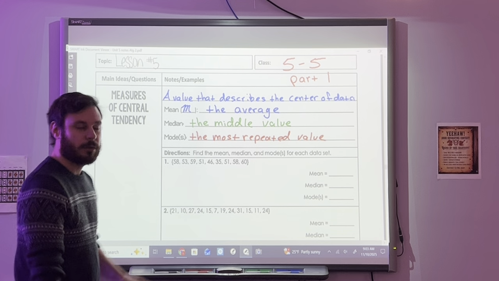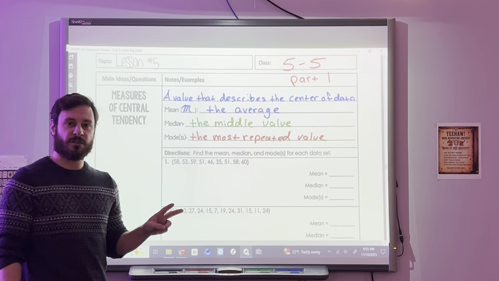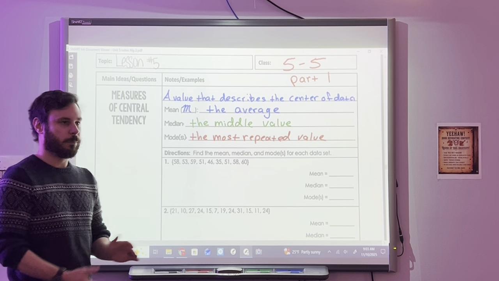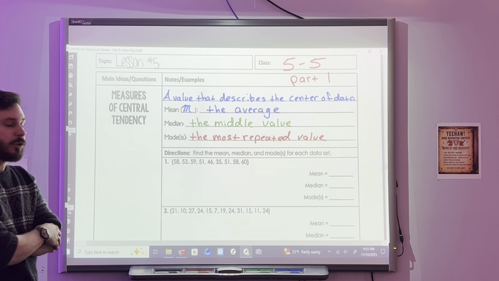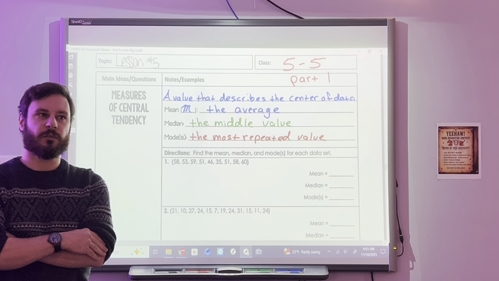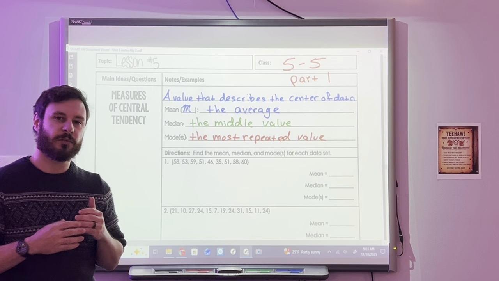Okay, in 5.5, we're going to split this over 2 lessons. We're going to skip lesson 4, just so you know, it's not an error, it's just we're not going to do it. So measures of central tendency. This is how we can get a baseline measure of different sets of data.